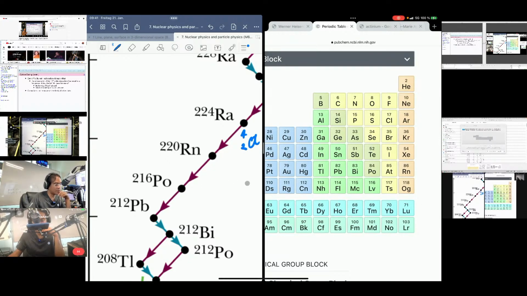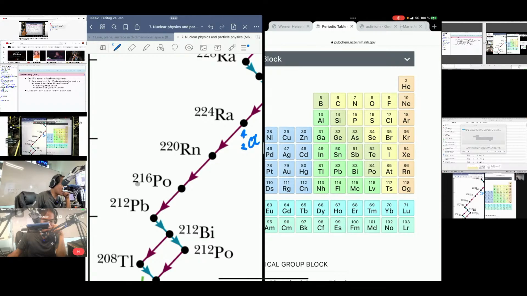From radon, we go back 2 steps. We arrive at polonium 84, which has 216 nucleons. And not only that, the polonium still emits an alpha particle. They throw away 4 nucleons.